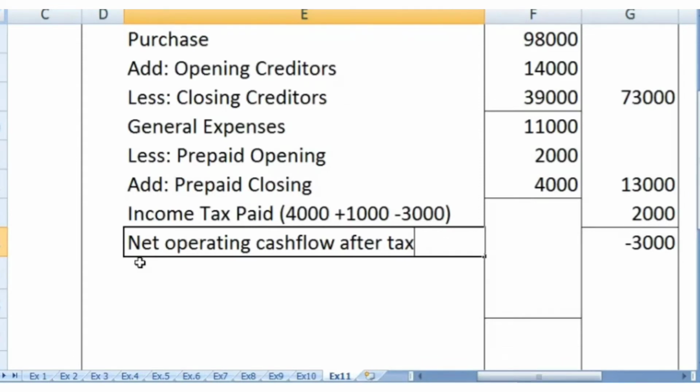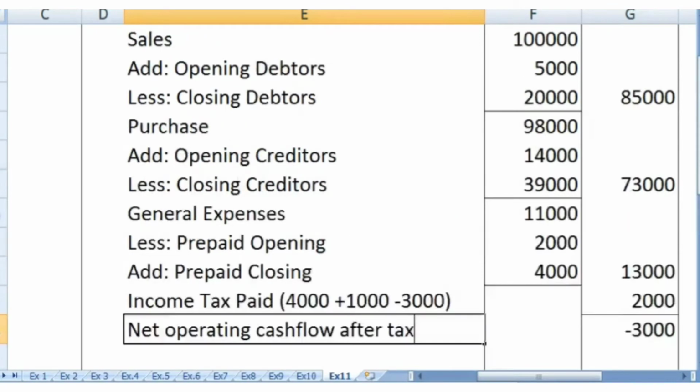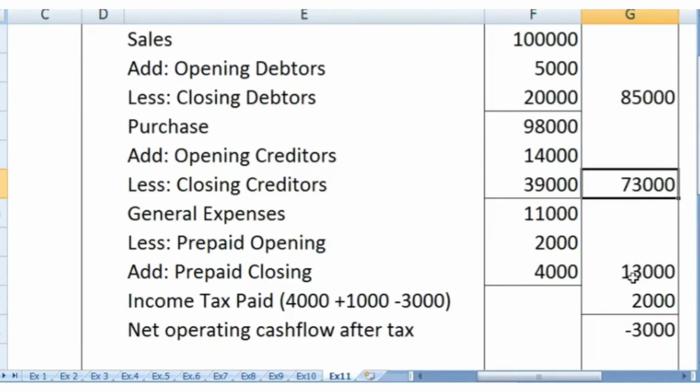Direct approach means directly with the help of the income statement you are trying to determine the cash flow, cash inflow or cash outflow. So out of the sales 85,000 you got, against it 73,000 is paid to the creditors, 13,000 is paid for the general expenses and 2,000 is paid for the income tax. So 85,000 minus 73,000 minus 13,000 and minus 2,000, you are having 3,000. You can check on your calculator.